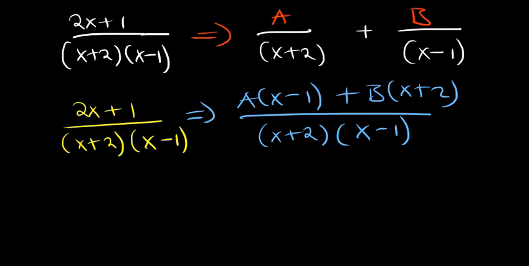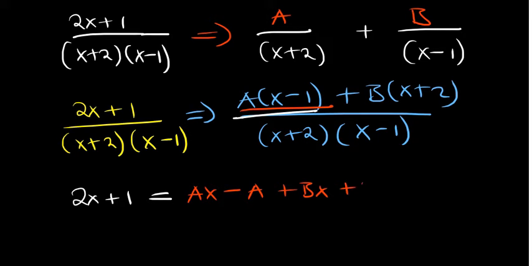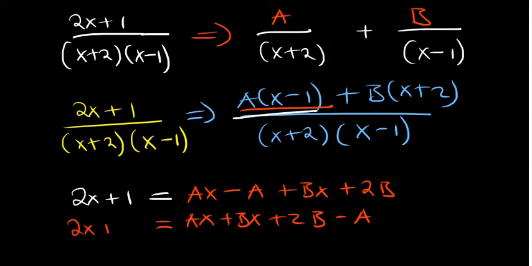For the numerator, what do we have? We have 2x + 1 being equal to, so let's distribute. A times x is ax minus a. For the other part, it's bx plus 2b. Let me collect the like terms. I have ax plus bx, and then we have 2b minus a. And on the other side, what you have is 2x + 1.